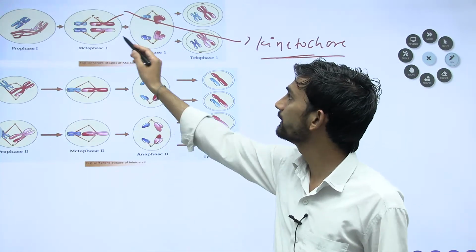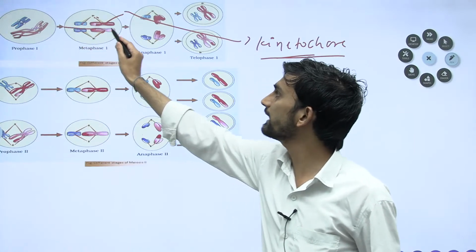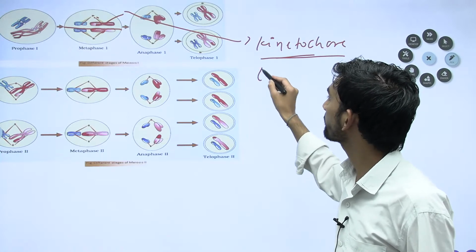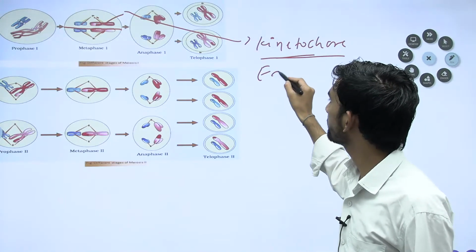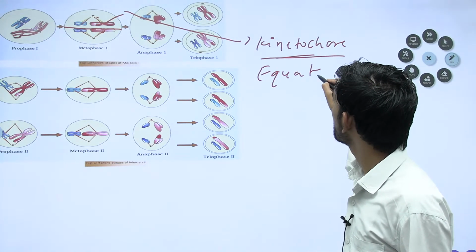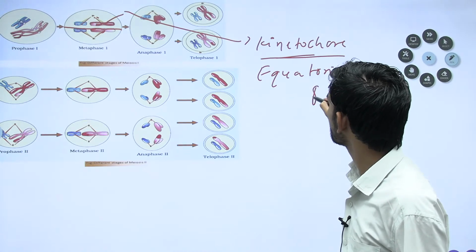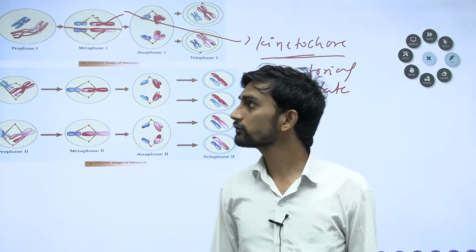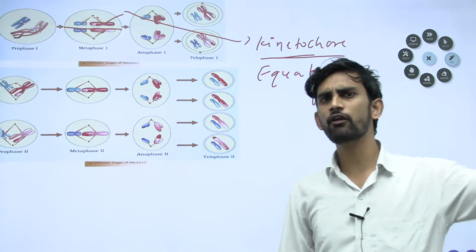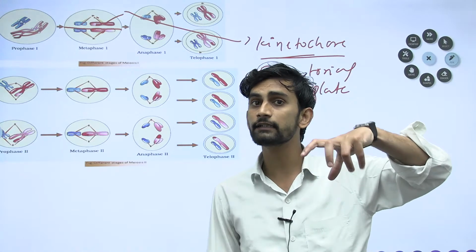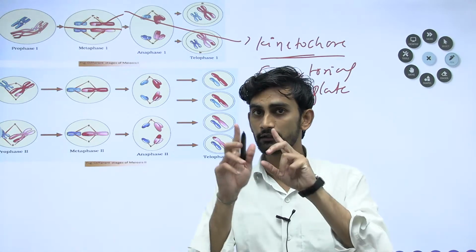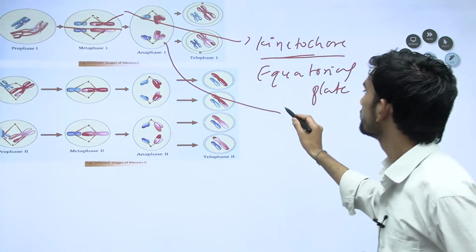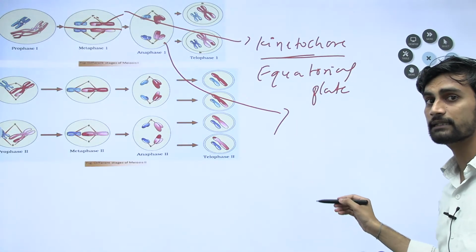Then they will come and lie on the equatorial plate. Here also the same thing will be happening. In metaphase 1, they will come and lie on the equatorial plate. The equatorial plate we can also call the metaphase plate. At the end of metaphase 1, it is the same as there, here also the same. The only difference is the chromosomal thread, so the chromatid number may differ. Then followed by anaphase 1. In anaphase 1, there also the same, here also the same.